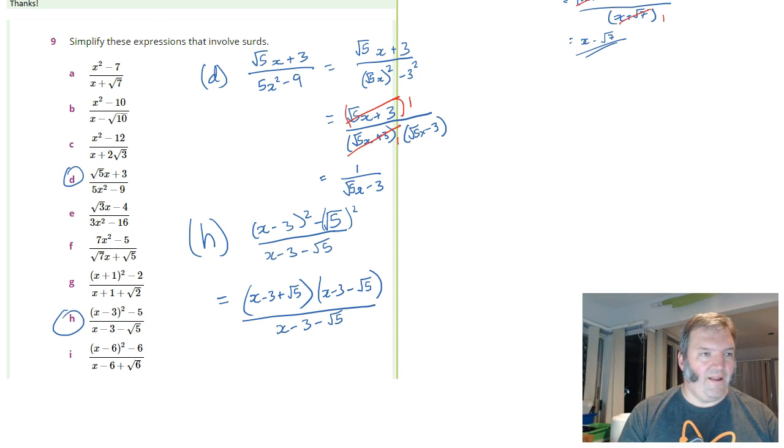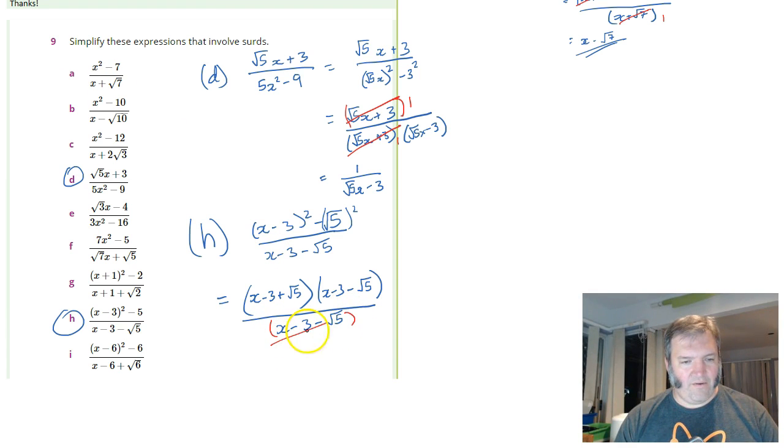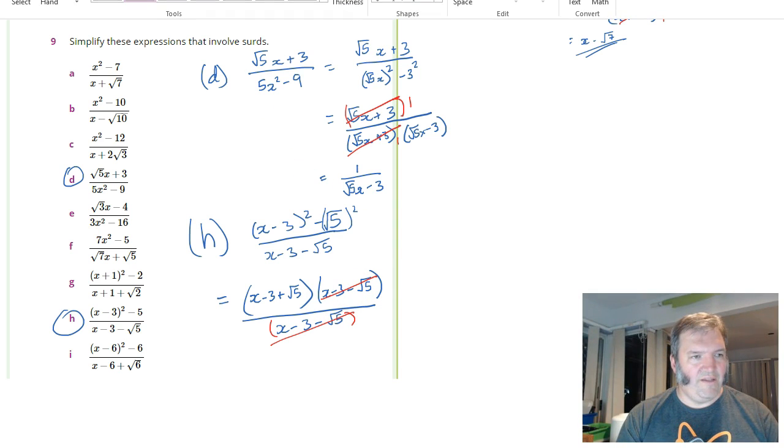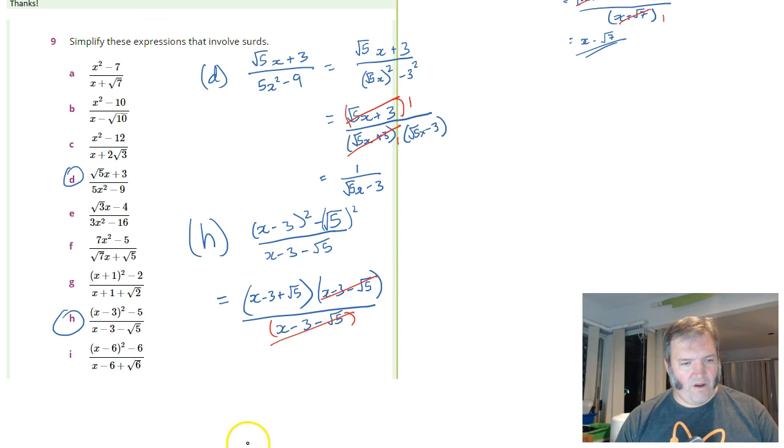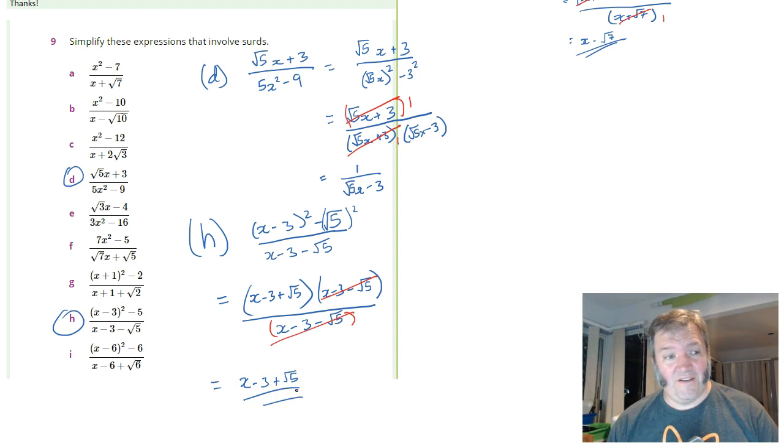Wow, look at that. We have something that's going to cancel again. Common factor, x take 3 minus root 5, cancels out. And you've got your answer there. Let's just write it all neatly without all those extra things around it. It would just be x take 3 plus root 5. All done, finished. I've left you a few to do there, but hopefully that's okay.